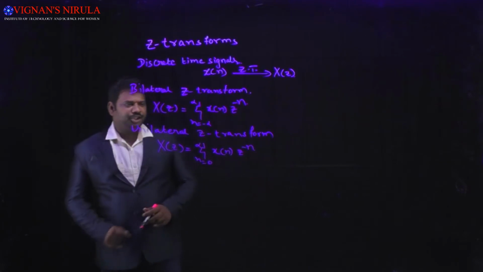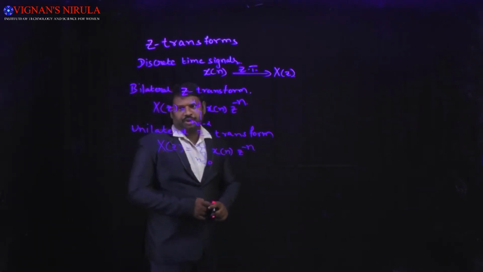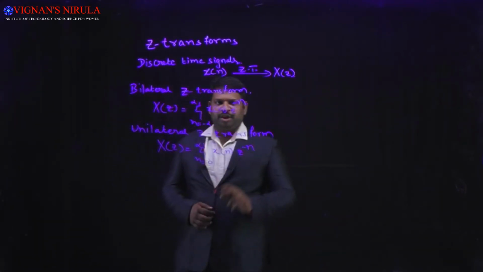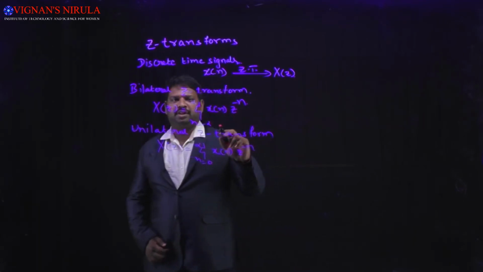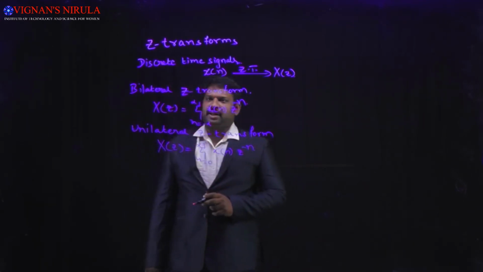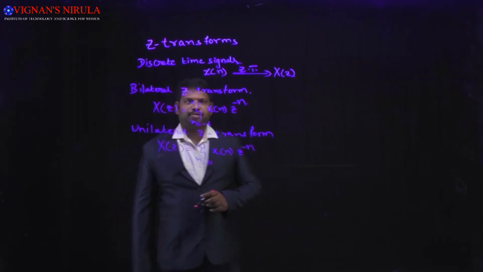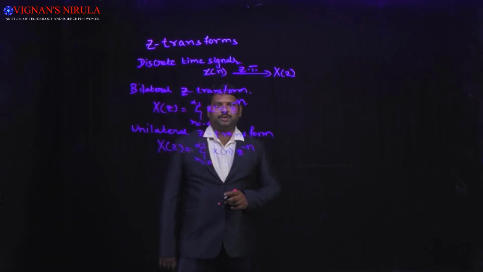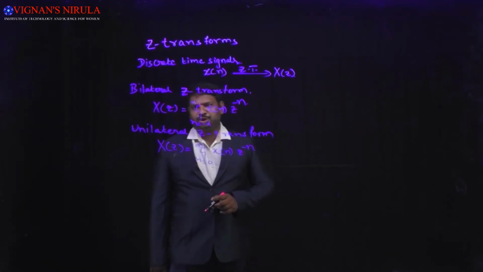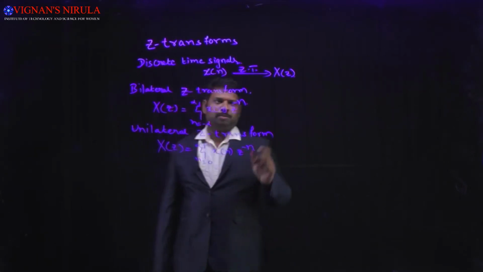It will be present in only one direction, that's why it is the unilateral Z transform. If it is present in two directions, that is the bilateral Z transform, summation n varies from minus infinity to infinity x of n z power minus n. Whereas the unilateral Z transform is summation n is equal to 0 to infinity x of n z power minus n.